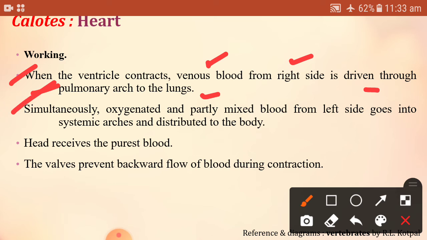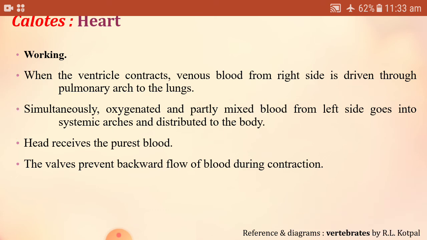Simultaneously, oxygenated and partly mixed blood from the left side goes into the systemic arch or systemic aorta and is distributed to the body. The head receives the purest blood. The valves prevent backward flow of blood during contraction. This is about the working of the heart.